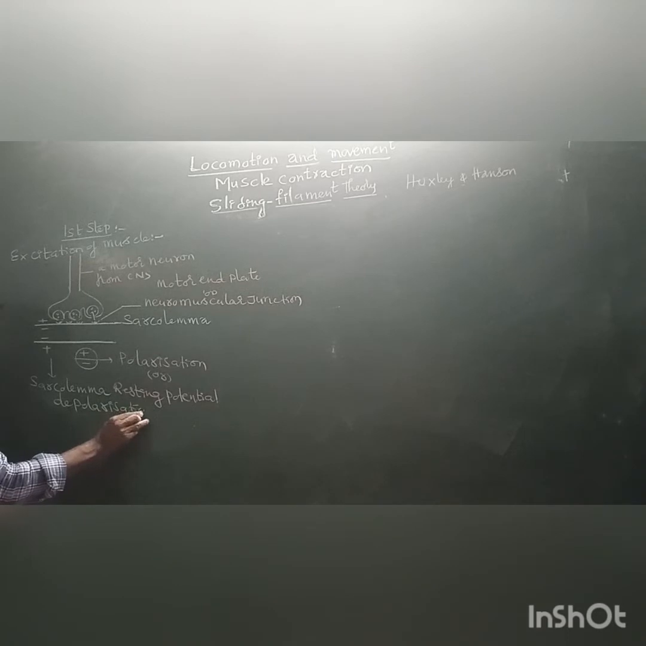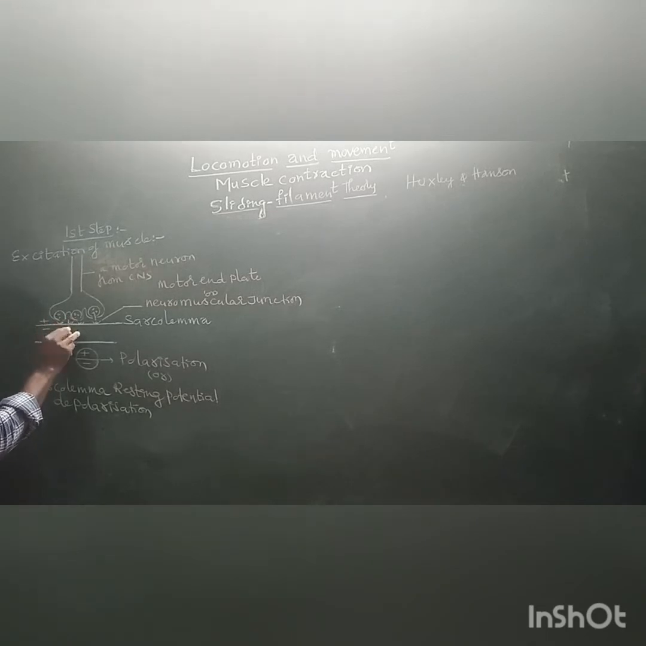Sarcolemma undergoes depolarization. What does it mean? During the depolarization of the sarcolemma, there is influx of sodium ions. When the influx of the sodium ions occurs into the sarcoplasm, there is a change in the membrane potential: positive inside, negative outside. This condition, negative outside and positive inside, is called depolarization.